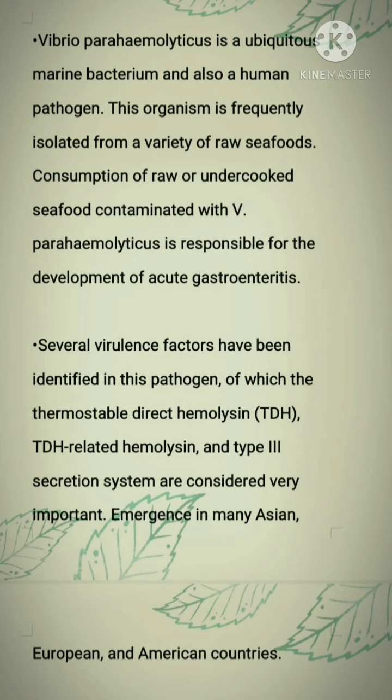Consumption of raw or undercooked seafood contaminated with V. parahaemolyticus is responsible for the development of acute gastroenteritis. Several virulence factors have been identified in this pathogen, among them the thermostable direct hemolysin, or TDH, TDH-related hemolysin, and the type 3 secretion system, which are considered very important. Vibrio parahaemolyticus has emerged in many Asian, European, and American countries.